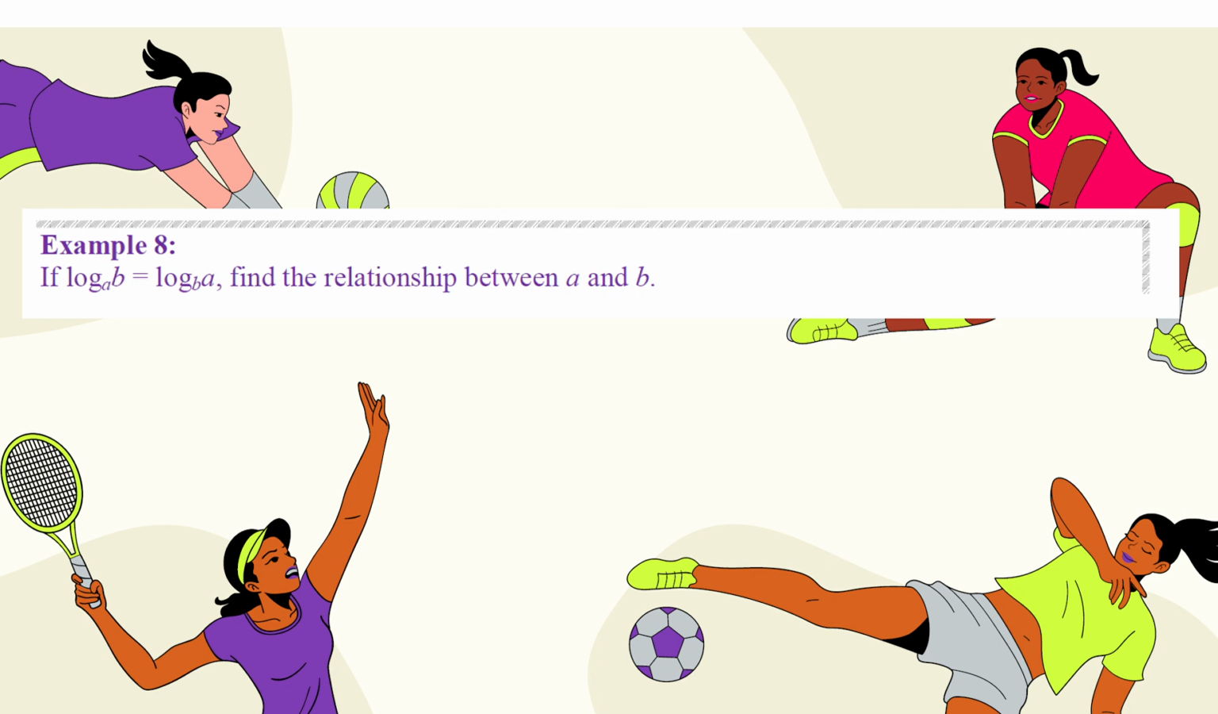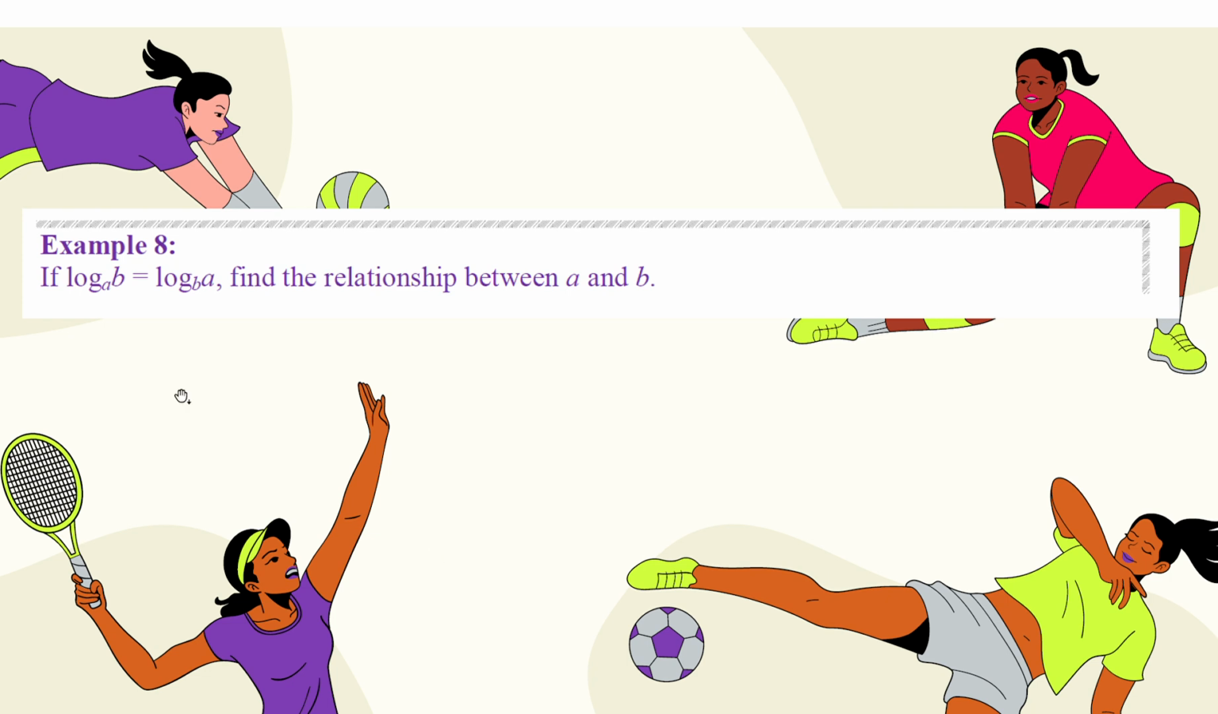Application time. Log b to the base a equals log a to the base b. Find the relationship between a and b. What a crazy equation, how to solve it? How to show people the relationship between a and b? You may have a feeling that a and b are very strange, right? Pause and work on it.